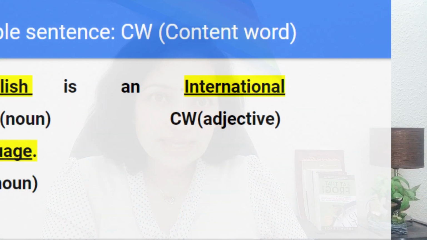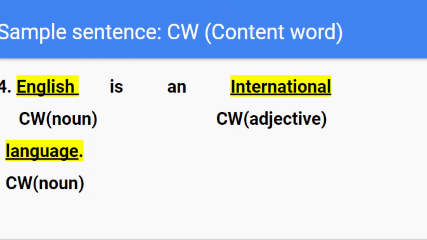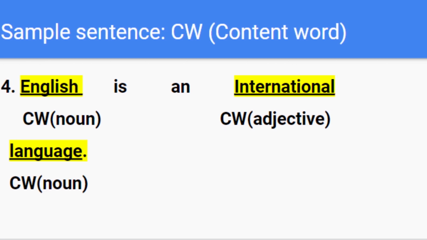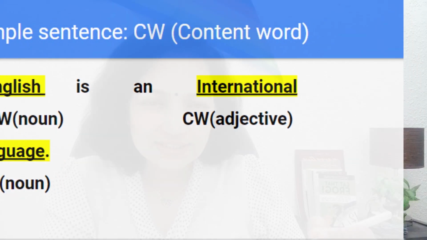English is an international language. So the content words, very obvious: English, international, language. So is and an are the grammatical words.